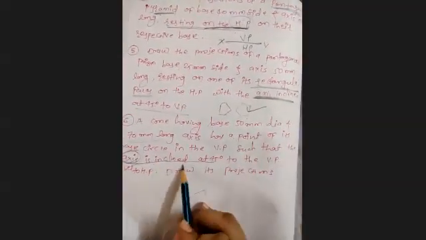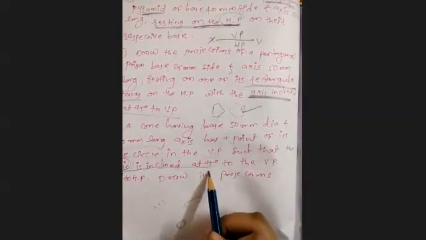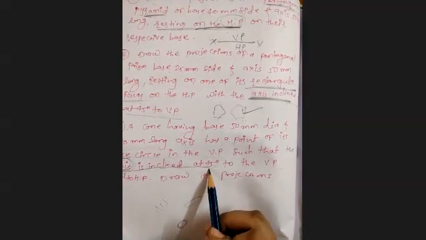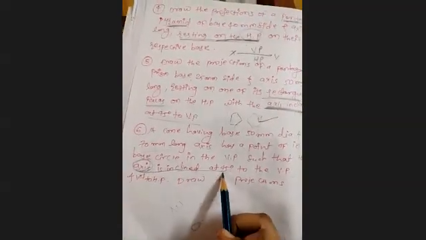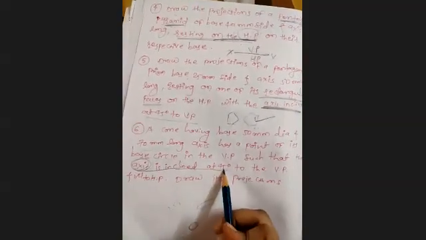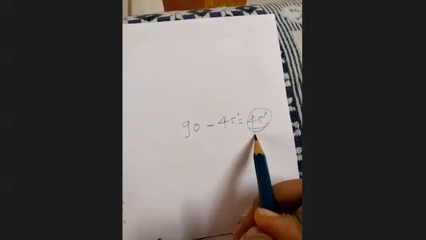If they ask you only that the line is inclined at 45 degree to VP, means you have to take the angle as it is. When they ask you axis inclined to VP, means you have to do 90 degree minus 45 degree. You got your base angle. Okay, ma'am. Yes, ma'am.